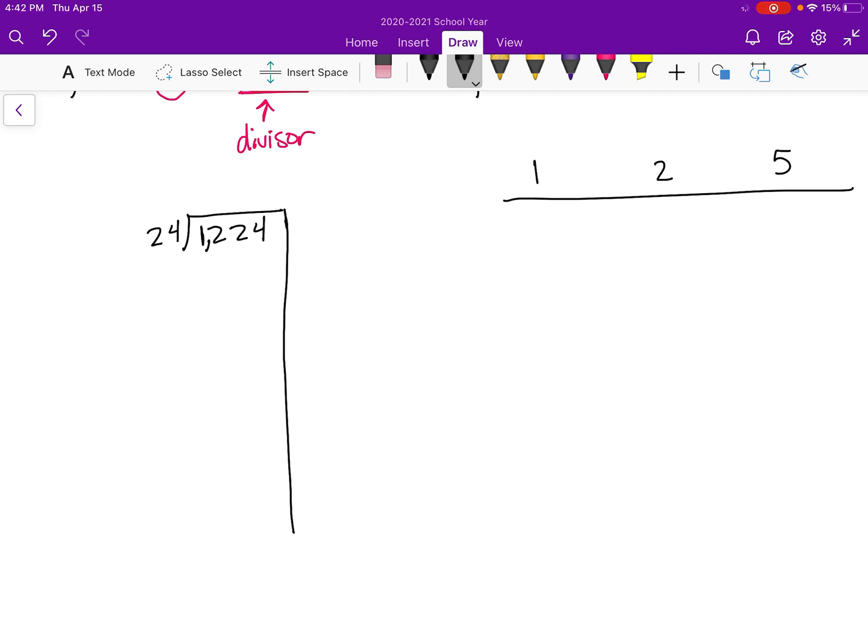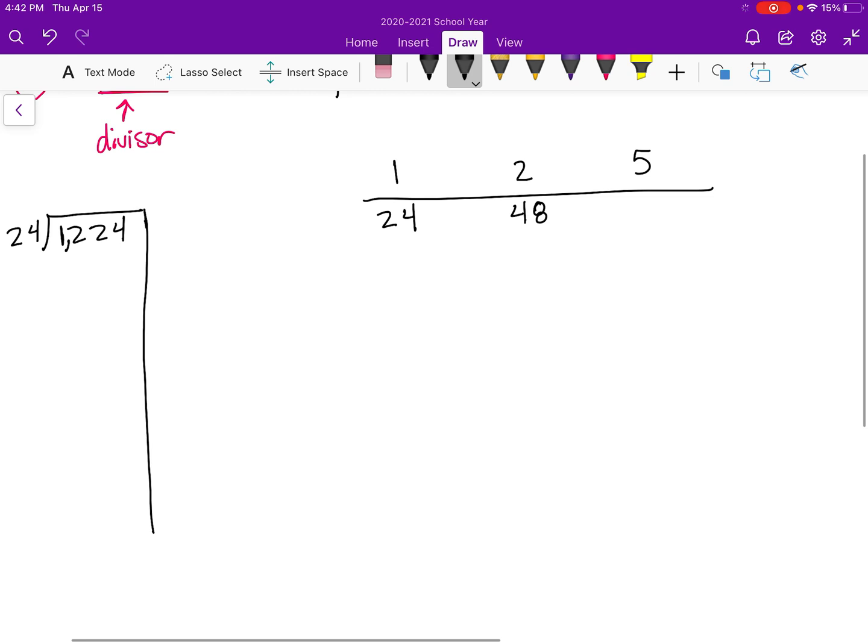So I want 1 times 24, 2 times 24, and 5 times 24. Well, 1 times 24 is 24. 2 times 24, well, I know 2 times 25 is 50. So 2 times 24 just has to be 2 less than that, which is 48. 5 times 24, you could try and do in your head, or you can just multiply it out like I am. 4 times 5 is 20, so I'll write down the 0, carry the 2. 5 times 2 is 10. 10 plus 2 is 12. So 5 times 24 is 120.